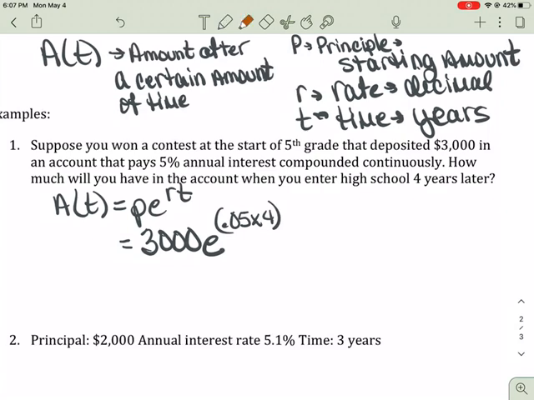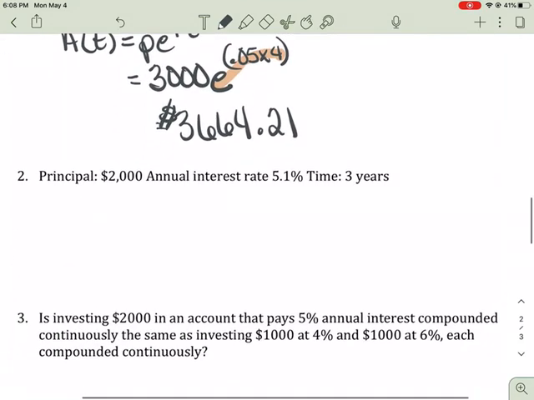Okay, now keep in mind order of operations, guys. You have to do the e to the 0.05 times 4 first, then multiply that answer by 3,000. Okay, so I'm going to use my calculator here. Second ln for e to the x, so 0.05 times 4, and then I'm going to take that answer and multiply it by 3,000. Okay, so I get $3,664.21, rounded to 2 decimal places because we are talking about money. That's how much you'll have when you enter high school.